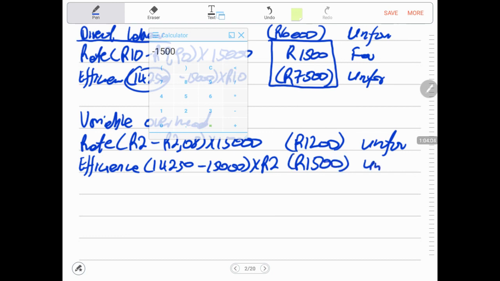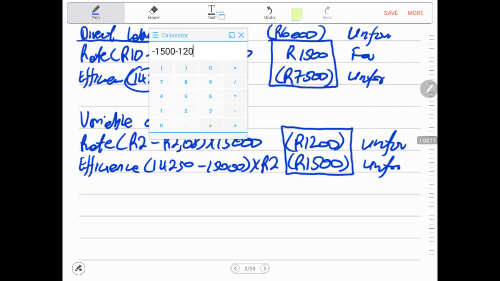And because these two variances are unfavorable, their net will also be unfavorable, minus 1,200. So I have 2,700 of this variance being unfavorable.